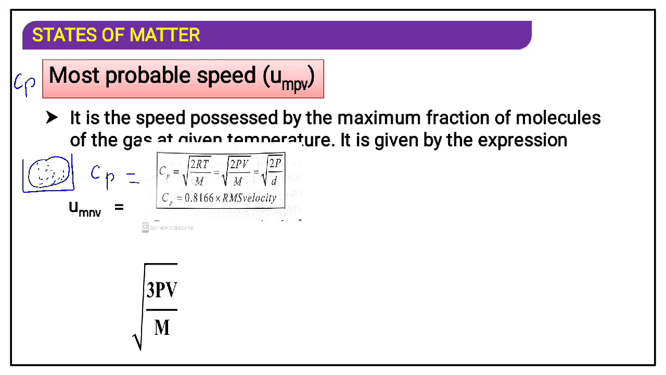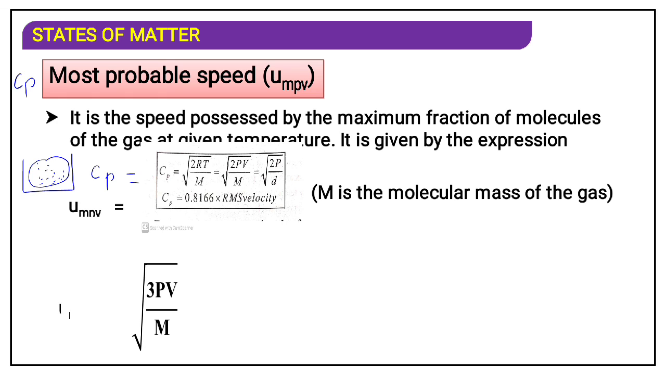Cp is equal to the square root of 2RT by M, and in the place of RT you can substitute PV. Then square root of 2PV by M, and volume by M is equal to 1 by d, so you can write square root of 2P divided by d. This is a very important thing. Here M is the molecular mass of the gas.